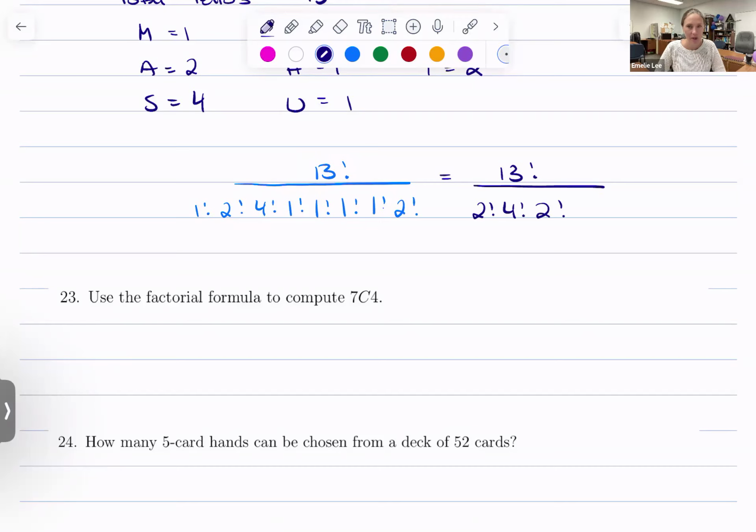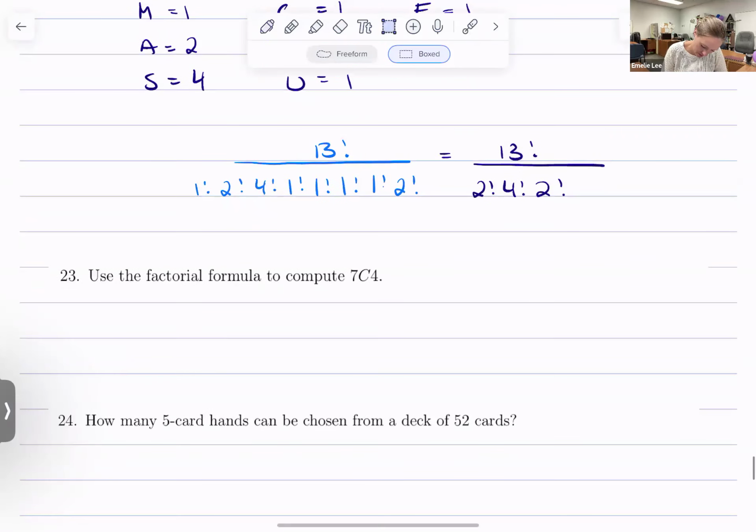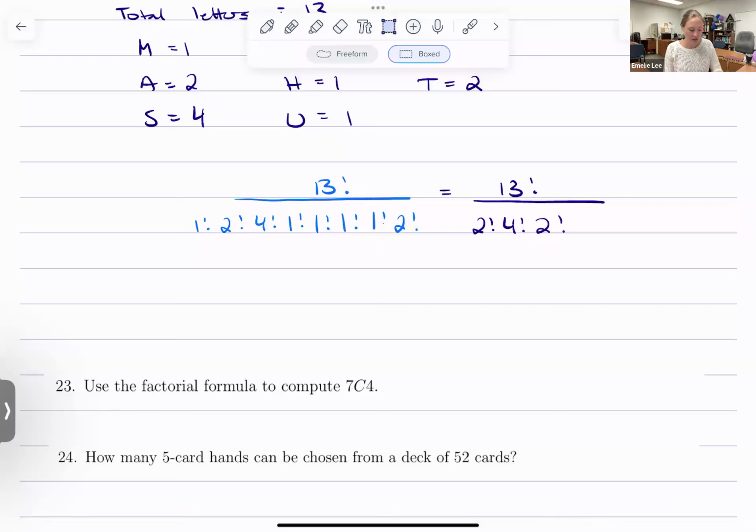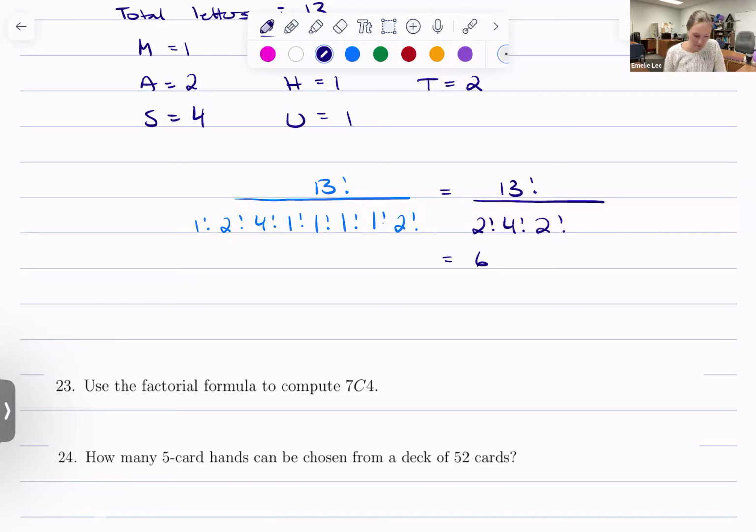Where are all the non-ones? 1 factorial is just 1, so it's not doing anything. Okay. 13 factorial is going to be very large, right? 13 times 12 times 11, blah, blah, blah. I use the factorial button on my calculator. 622702080.